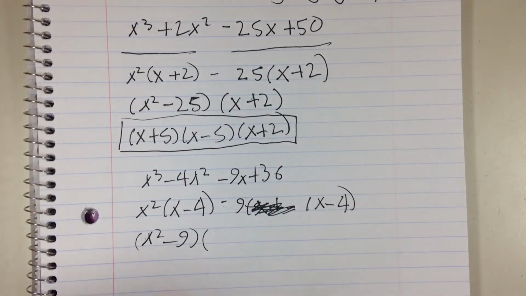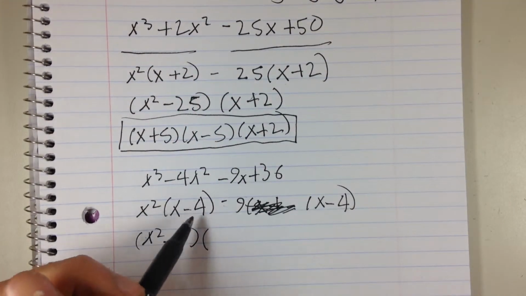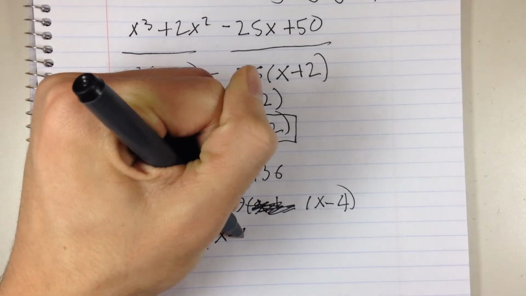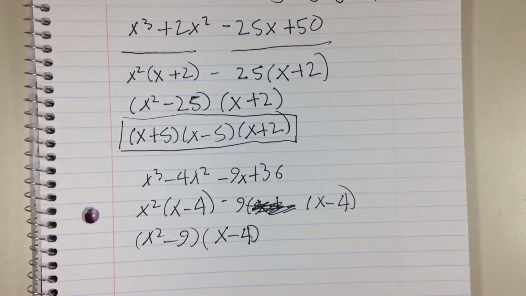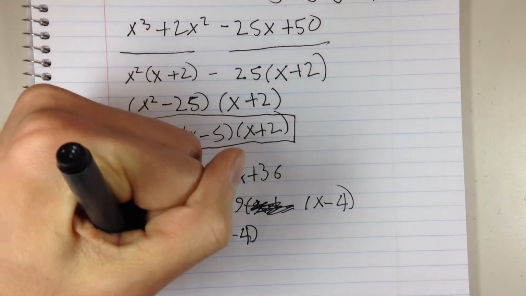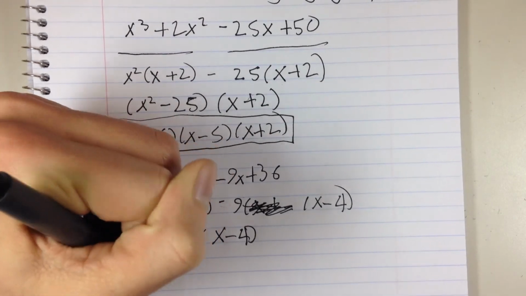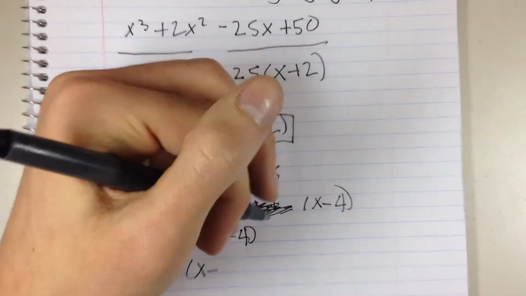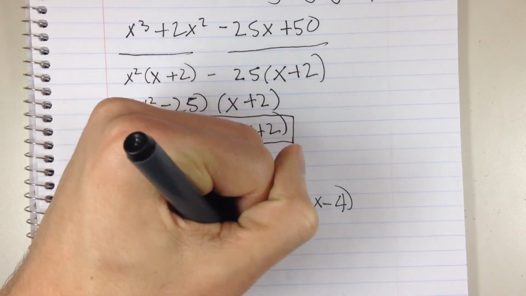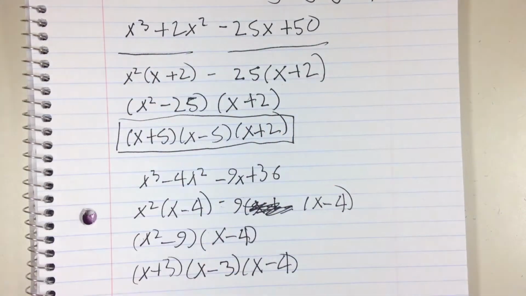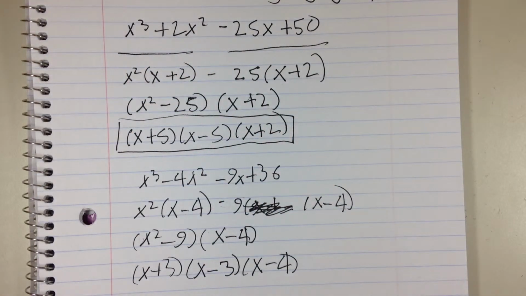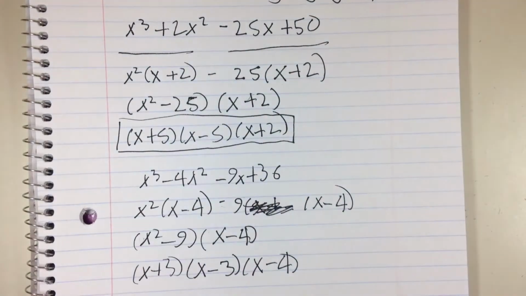And then we have x minus 4. And once again, this is a difference of squares here. We can do x plus 3, x minus 3, and x minus 4. And there we have our solution.